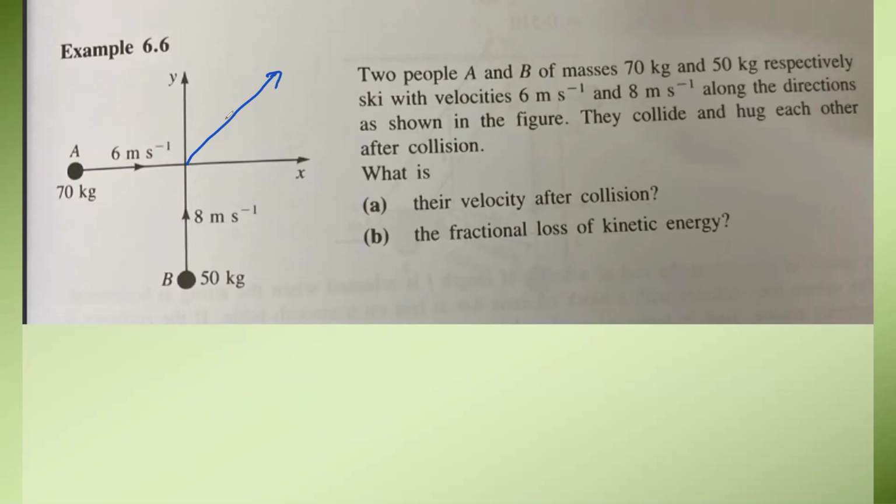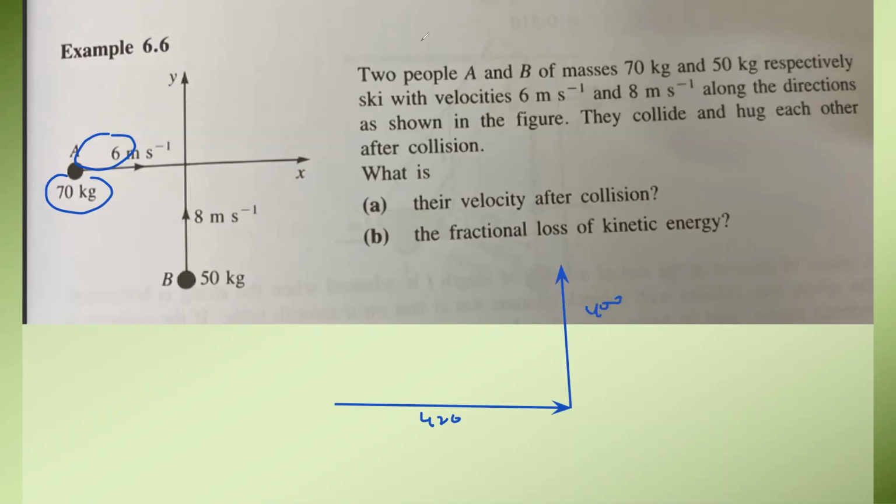So what is the momentum of this one? 70 times 6, so 7 multiplied by 6 is 42, so this will be 420 momentum. What about the momentum of the second object? 50 into 8, 400. So this will be 400. And according to conservation, the momentum before equals the momentum after. So this will be the momentum after. When we add the two momenta, we get the final momentum. So this will be the final momentum of the two.